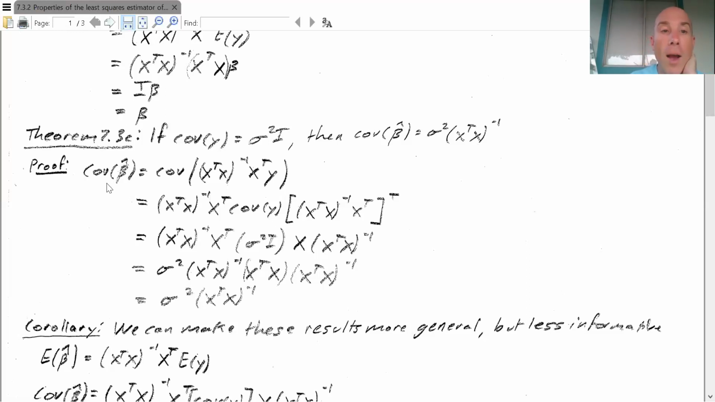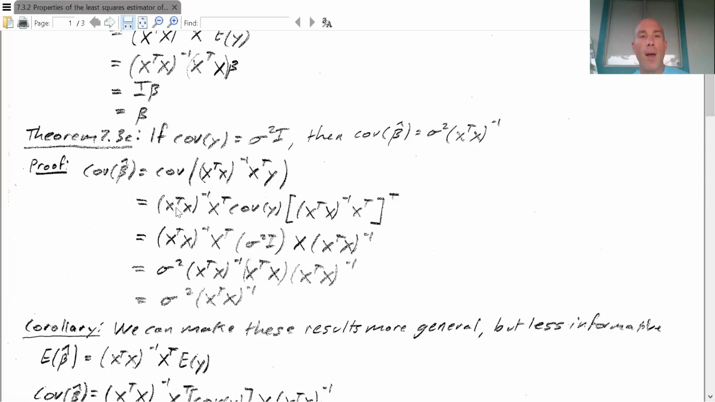I need the covariance of beta hat. Using the formula, that's X transpose X inverse, X transpose Y. So the covariance of that. Now, I realize that once again, the X matrix is a constant. That means I have a formula from chapter 2 that I can apply. I'm going to go back to chapter 2, grab that formula, and slap it down right here.